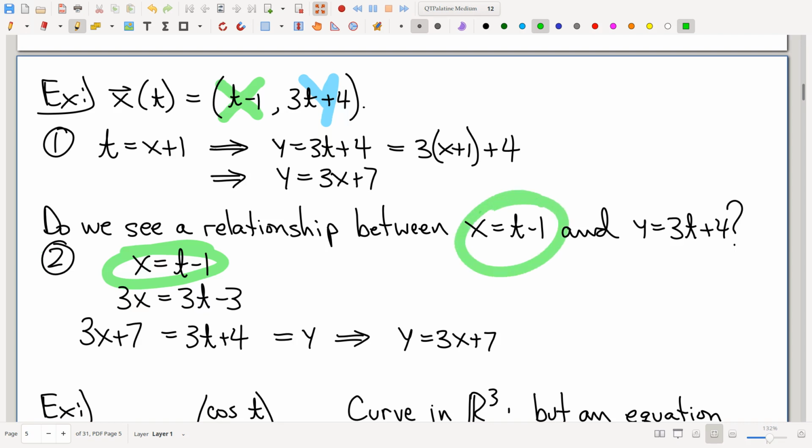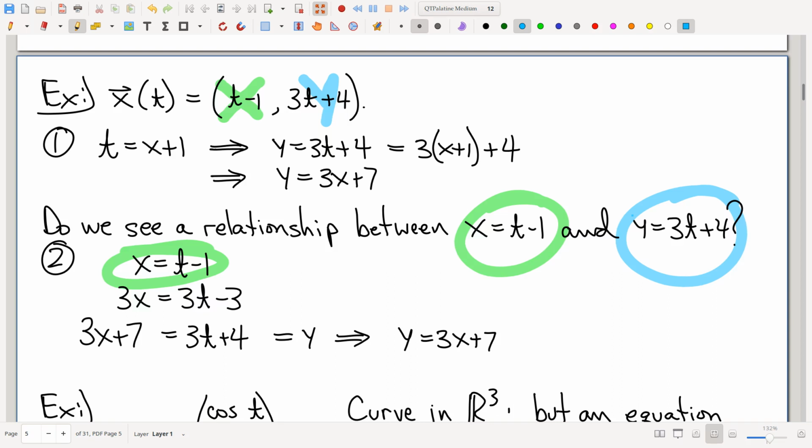Here's our formula for x, and here's our formula for y. Yeah, they're structurally similar. There's just a constant plus a multiple of t in both cases. They just happen to look a lot alike. And when you notice something like that, you can entertain trying the following.